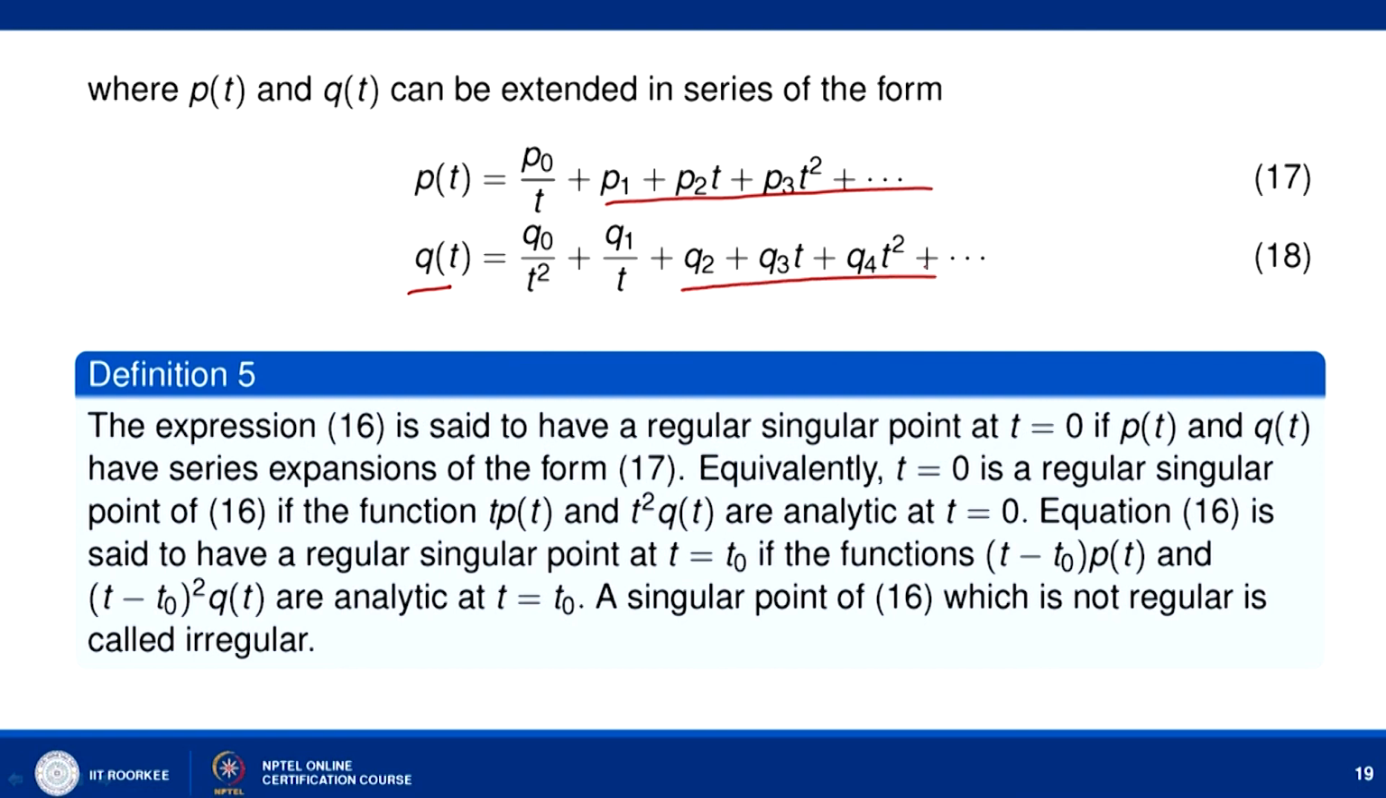So, we can say that 17 and 18 can be written in such a way that, if you simplify, t p(t) is equal to the summation of a_k t to the power k, k from 0 to infinity. Similarly, t square q(t) is written as the summation of b_k t to the power k, k from 0 to infinity. So, we claim that the method which we have already discussed can be generalized for this kind of equation.